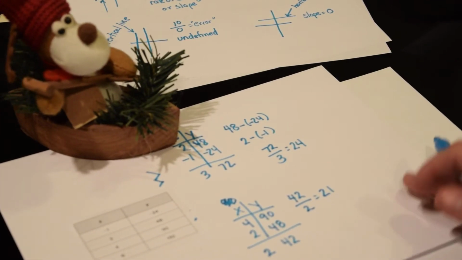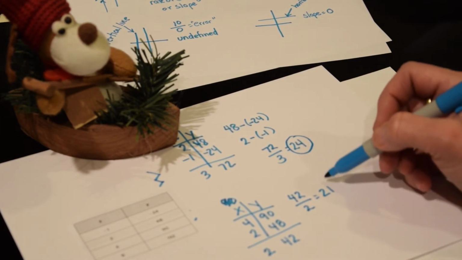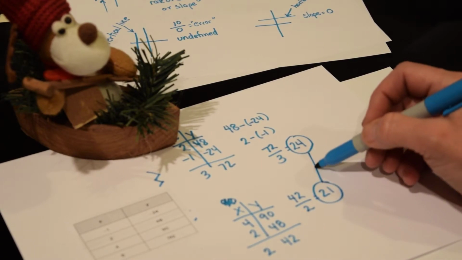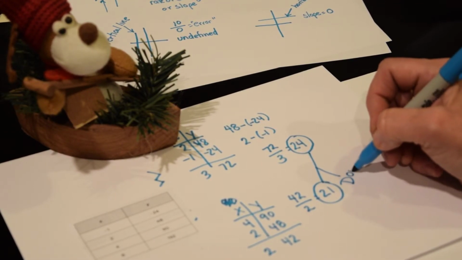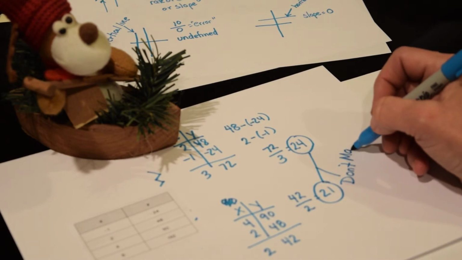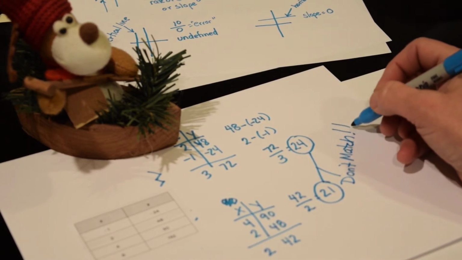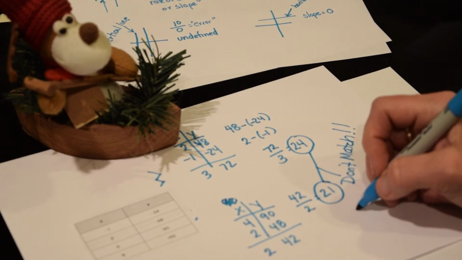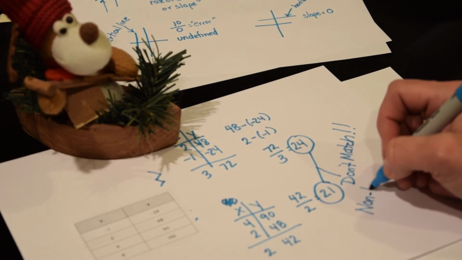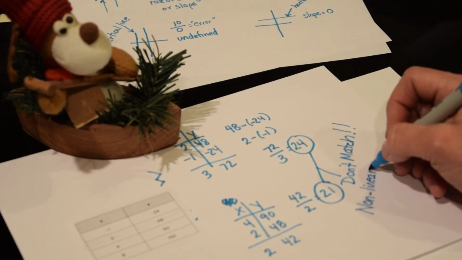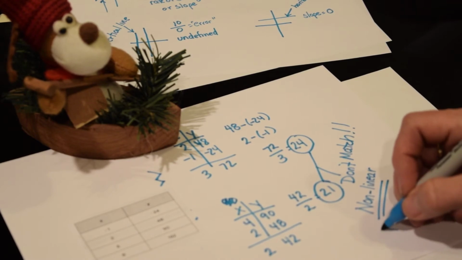We notice this and this don't match. So the minute you see them not match, you know it is non-linear. Doesn't make a straight line.